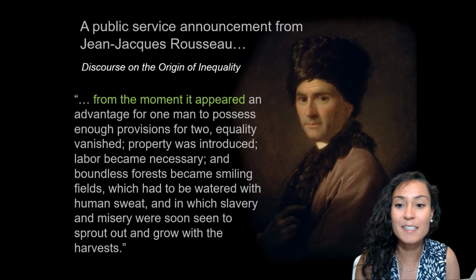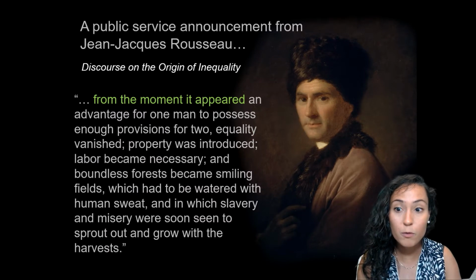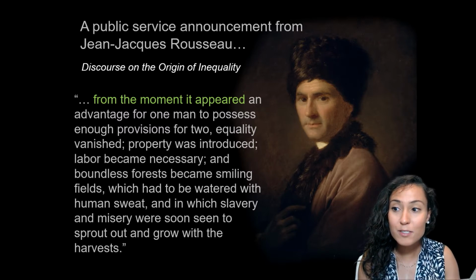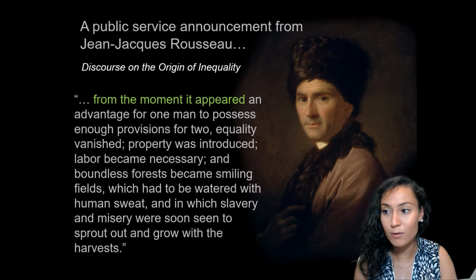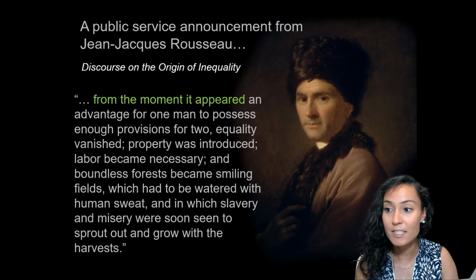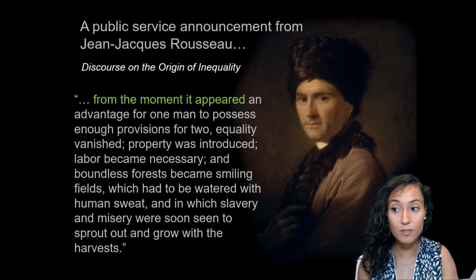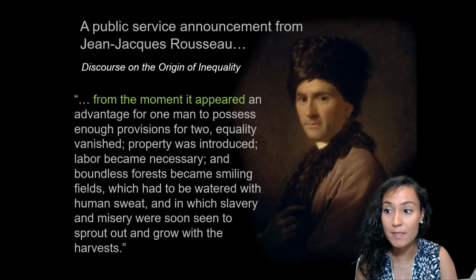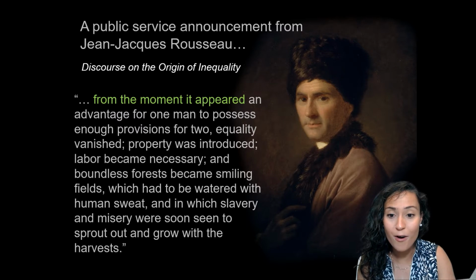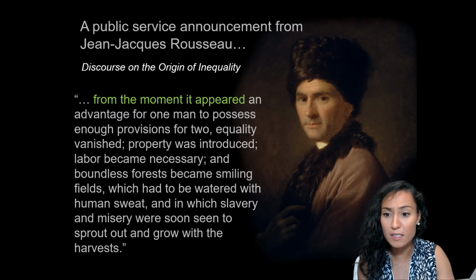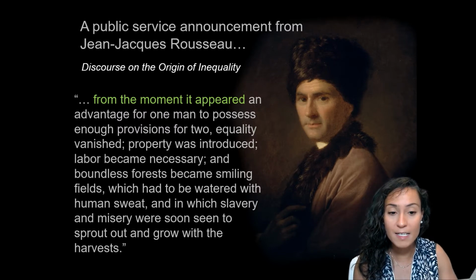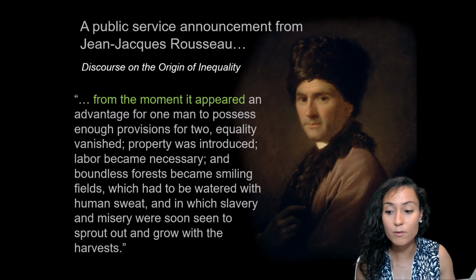So I want to start today's class on the development of agriculture with a quote from Jean-Jacques Rousseau, a 19th century Enlightenment thinker who wrote about virtues and morality. In the Discourse on the Origins of Inequality, Rousseau wrote that from the moment it appeared an advantage for one man to possess enough provisions for two, equality vanished, property was introduced, and labor became necessary. Rousseau's main argument was that human beings are basically good by nature, but were corrupted by the complex historical events that resulted in present-day civil society.